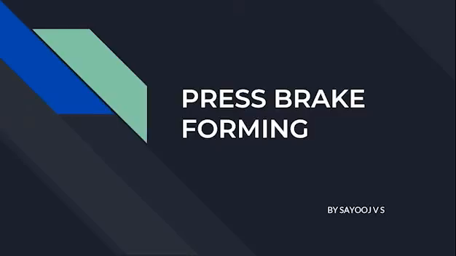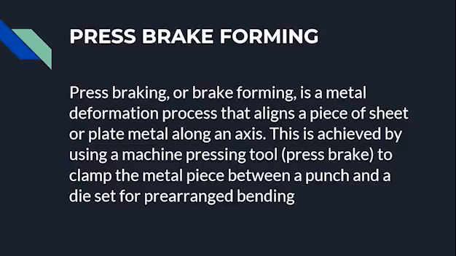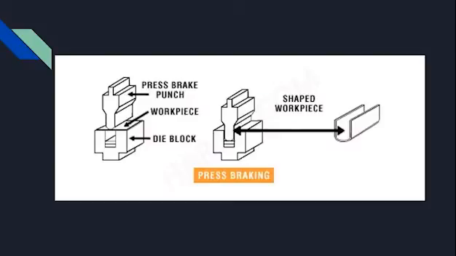Hi everyone, I would like to talk to you about press brake forming. Press braking, or brake forming, is a metal deformation process. It is a figure that shows various steps involved in the press braking process. The initial product is laid over the die block and punched using a press brake into a pre-arranged mold or die, and we acquire the shaped workpiece.